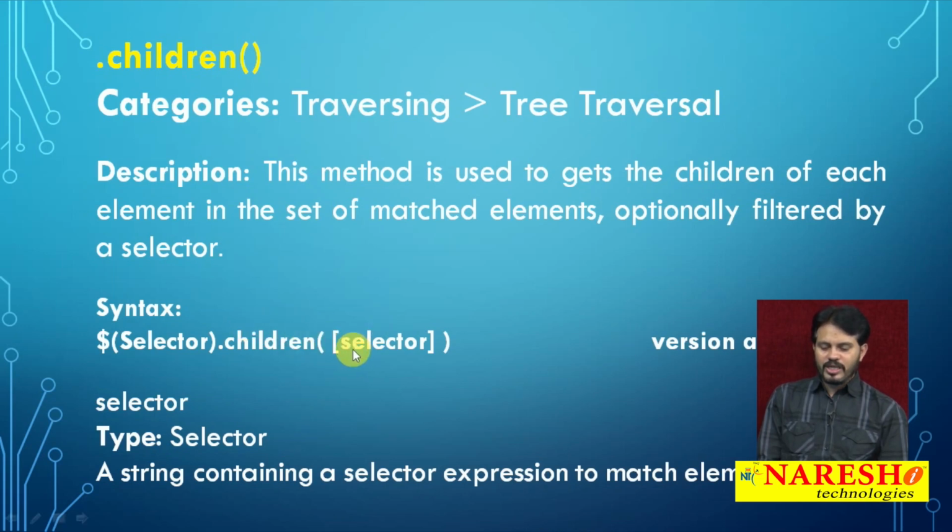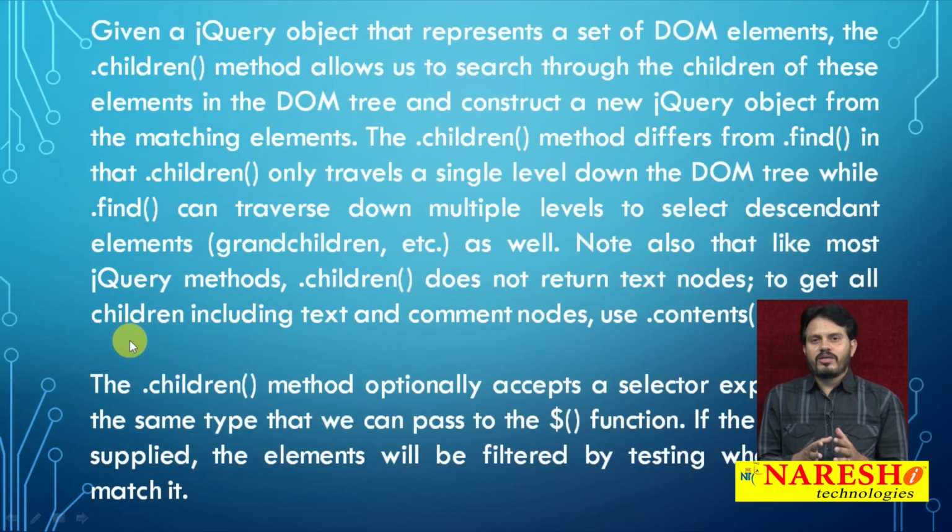And here in the syntax, what is this selector? This selector is a type of selector expression. It is a string containing a selector expression, meaning this selector must be defined in the form of a string, and it is a selector expression to match elements against the set of matched elements. This children method returns a jQuery object. Given a jQuery object that represents a set of DOM elements, the children method allows us to search through the children of these elements in the DOM tree.